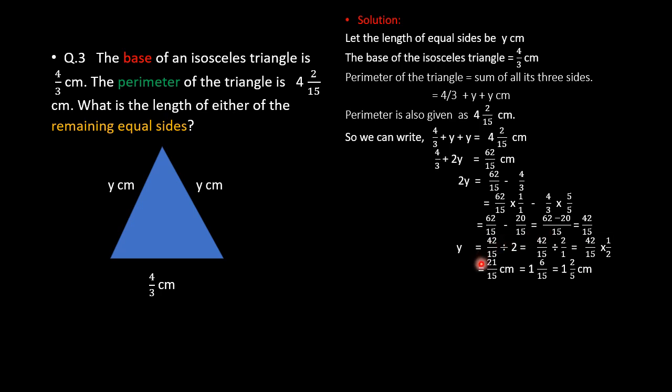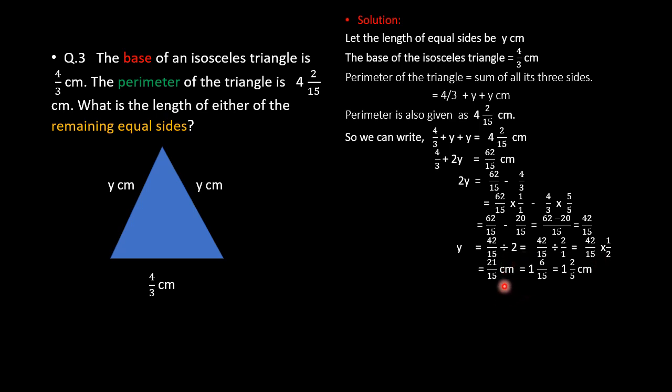Now we have 2y is equal to 42 by 15. So y is equal to 42 by 15 divided by 2. And here we have to divide a fraction by 2. And you know 2 means 2 by 1. So division by a fraction means multiplication by the inverse. So it becomes 42 by 15 into 1 by 2. And we can simplify 42 and 2 and we get 21 by 15 centimeter.